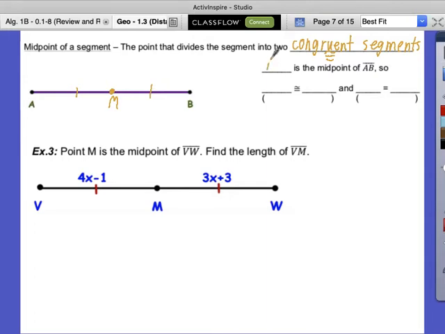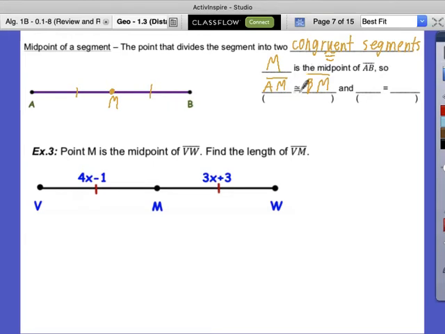So since point M is the midpoint of AB, that makes segment AM congruent to what segment? BM, or MB. Does it really matter which way we put MB or BM? No, you can call it either way. That makes the left half equal to, or congruent to, the right half.